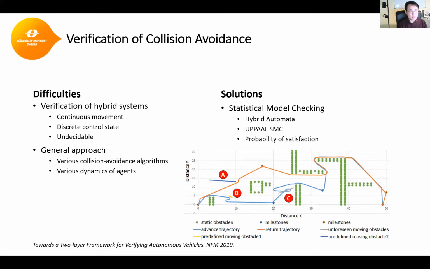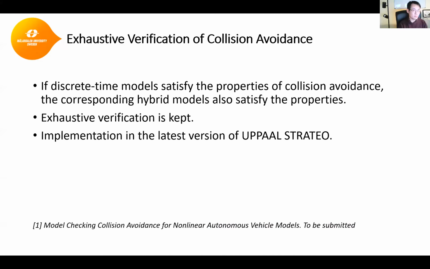However, if the environment has no uncertainties, it will be better to get the absolute answers of this collision avoidance verification. So this year we are writing a paper about transferring the undecidable verification of hybrid models to a decidable verification of discrete time models, and prove that if the sampling period of the discrete time models conform with some criteria, and the discrete time models satisfy some properties of collision avoidance, then the corresponding hybrid models also satisfy these properties.